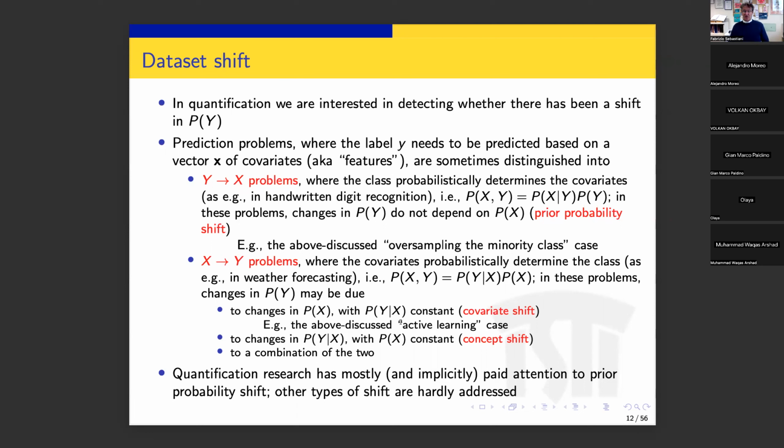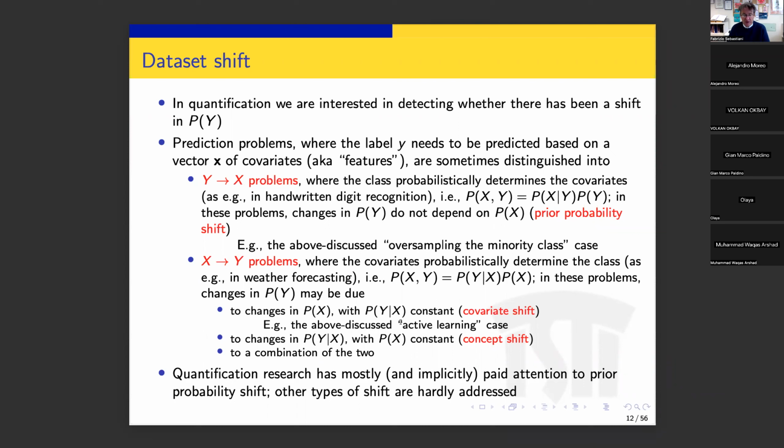in quantification, what we are actually interested in is detecting whether there has been a shift in P(Y), in the distribution of the class label. This is indeed the goal of quantification. And so we should actually distinguish a number of cases in which P(Y) can evolve.